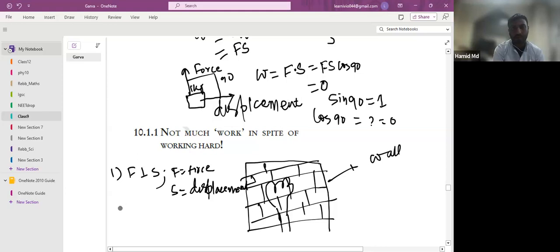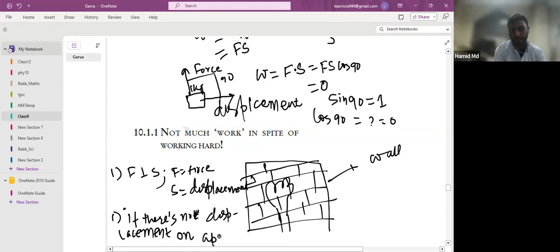Displacement, right? And another case is that if there is no displacement on application of force, there is no work done.